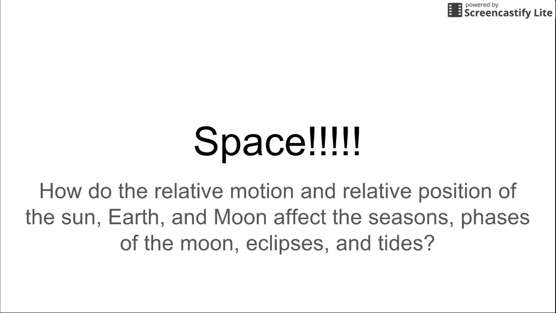So our focus question for today is going to be, how do the relative motion and relative position of the sun, earth, and moon affect the seasons, phases of the moon, eclipses, and tides?